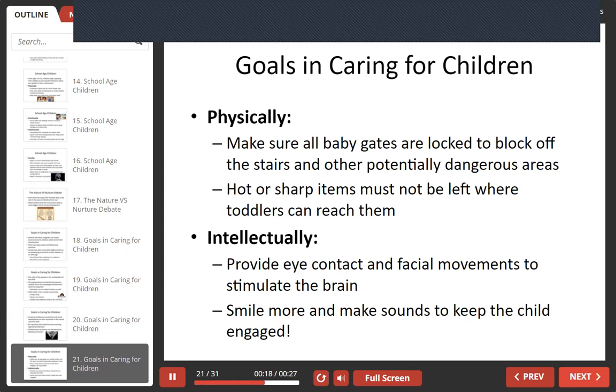Intellectually, you must provide eye contact and facial movements to stimulate the brain. Try and smile more. Make sounds to keep the child engaged. Make them laugh.